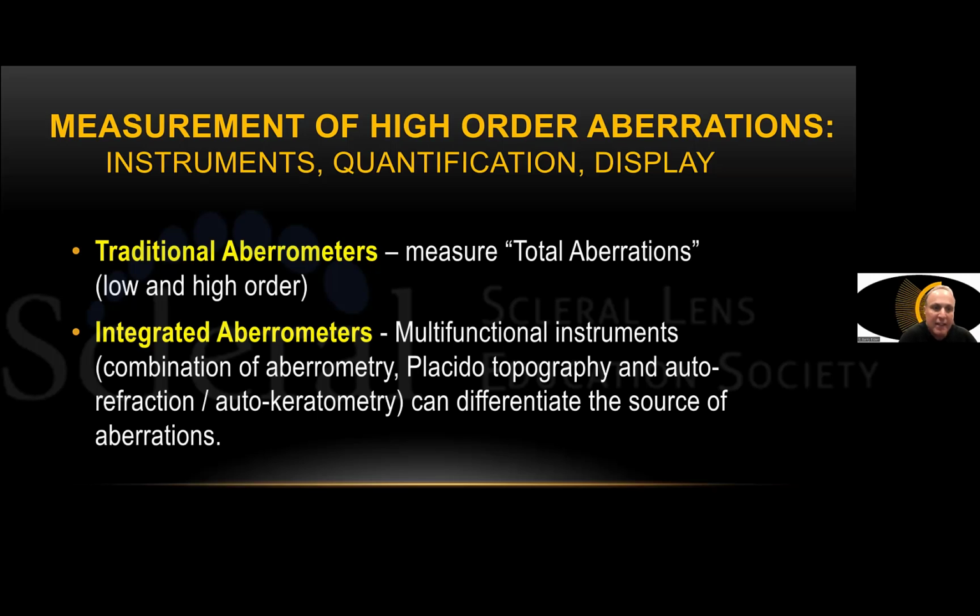That happens when you have a system that is what we call an integrated aberrometer. These are multifunctional instruments. They often will combine aberrometry, placido topography, autorefraction, autokeratometry, and now even corneal tomography, as we'll see in a couple of moments. And that can differentiate, in essence, the source of these aberrations, which is extremely helpful in terms of management, in knowing what we can and can't do, or where we really need to put our efforts into addressing these high order aberrations.